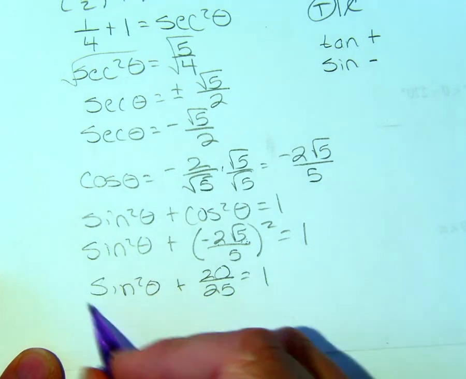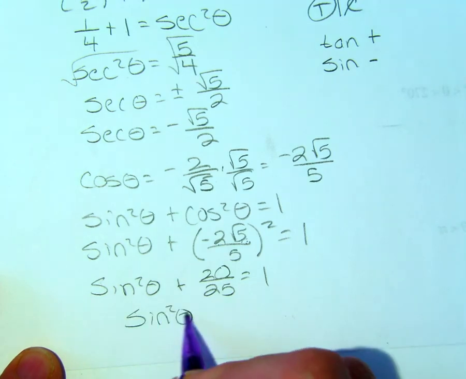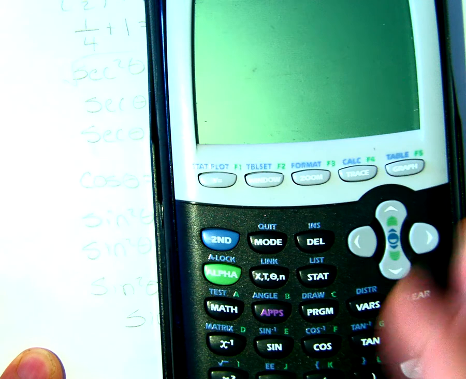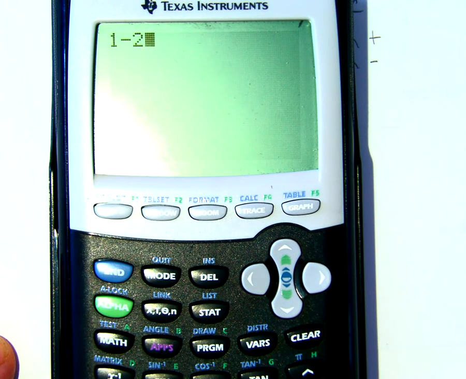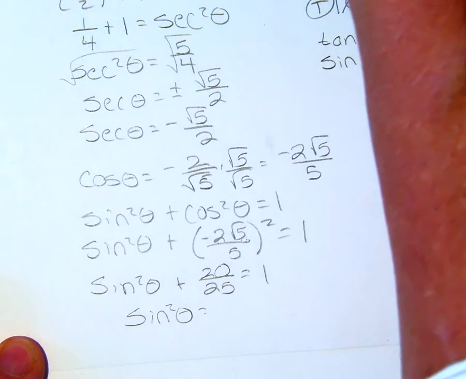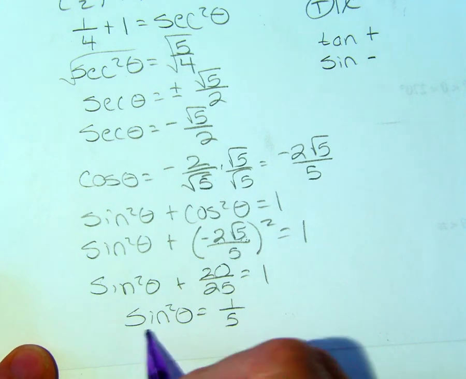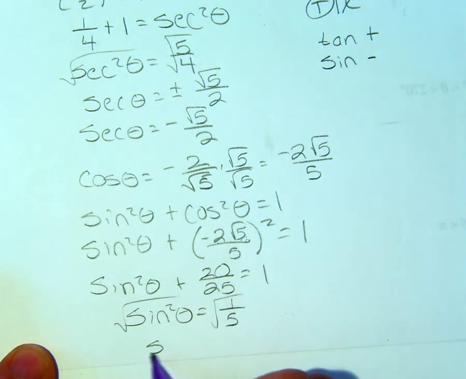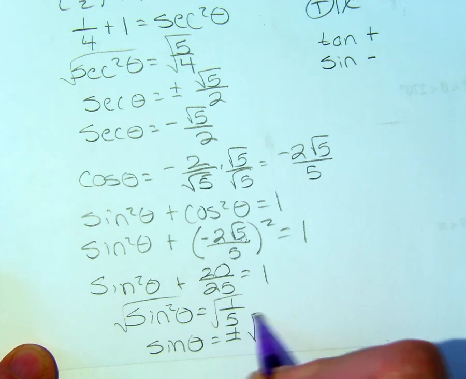Now I want to solve for sine, so I need to subtract this to the other side. So we'll get the calculator out. And we'll do 1 minus 20 over 25. And we get 1/5. Now I don't want sine squared, so I have to do the square root. I get sine of theta equals plus or minus the square root of 1/5.